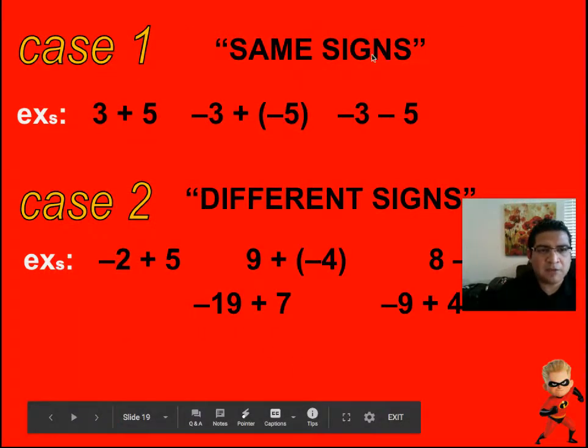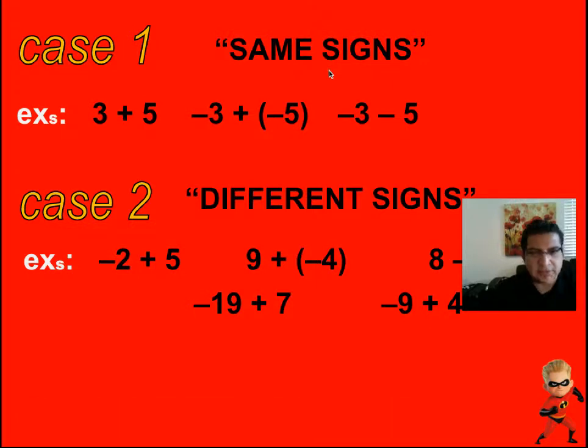All right, so case one, if we have a scenario where the signs are the same, so here, 3 plus 5, what is our answer? 3 plus 5 we know is 8. Now, these are scenarios where the signs are the same. Notice here we have negative 3 plus negative 5, and we have negative 3 minus 5. So the signs here are the same.